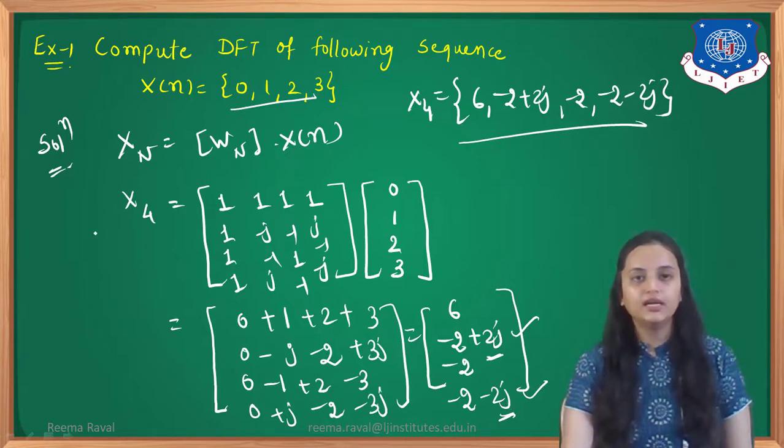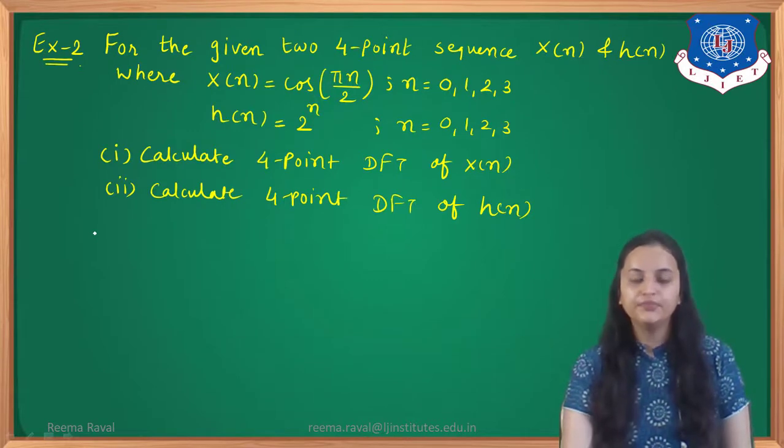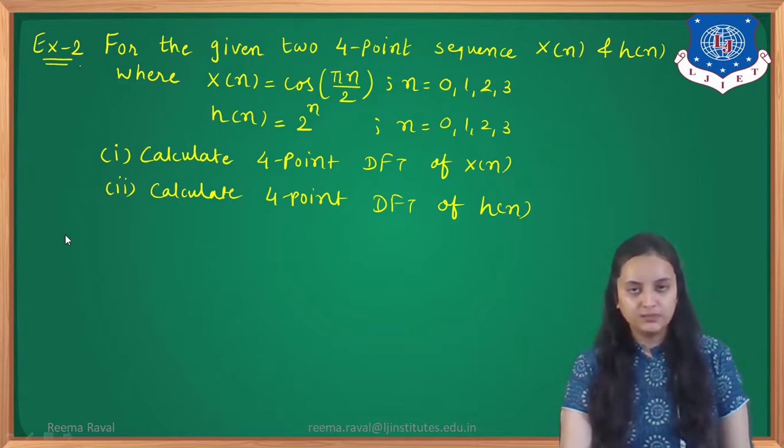Now, let us consider one more example. Here the data given to us is: for the given two 4-point sequences x of n and h of n, where x of n equals cos of pi n by 2, where n equals 0 to 3, and h of n equals 2 raised to n, where n equals 0 to 3. The first part is to calculate the 4-point DFT of x of n, and the second part is to calculate the 4-point DFT of h of n. So first of all, we need to find x of n and h of n using this equation, and then we need to find the DFT of each of them individually using the linear transformation matrix method for DFT.